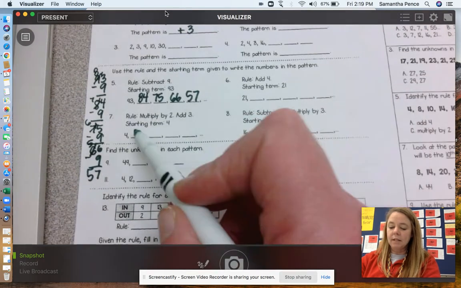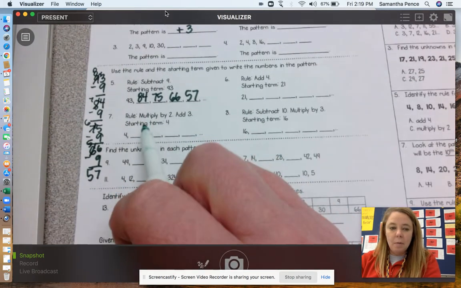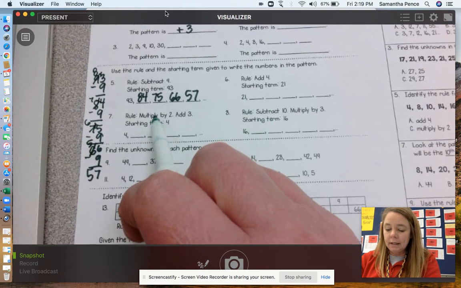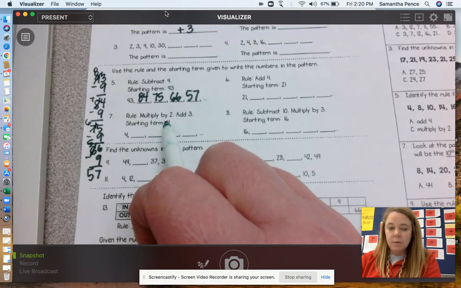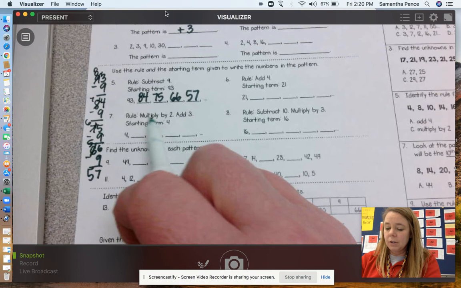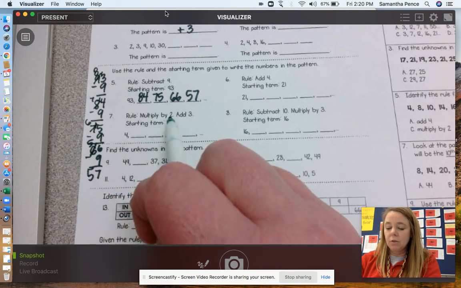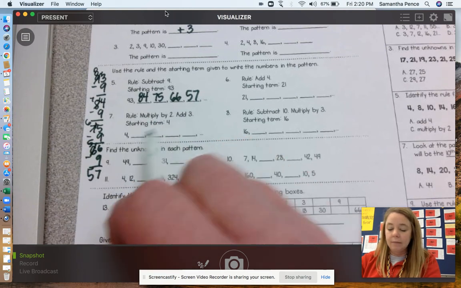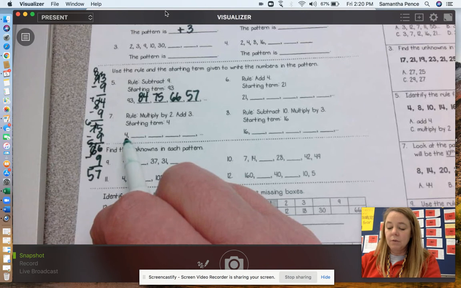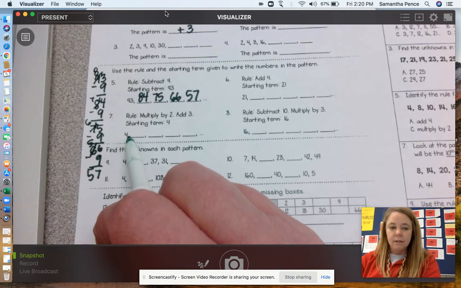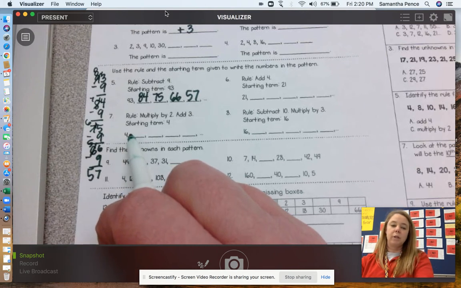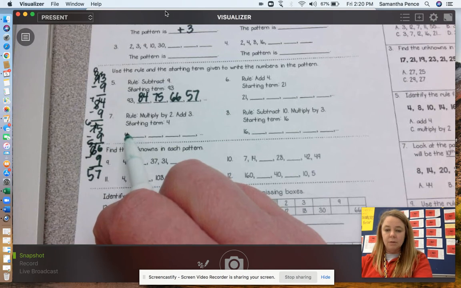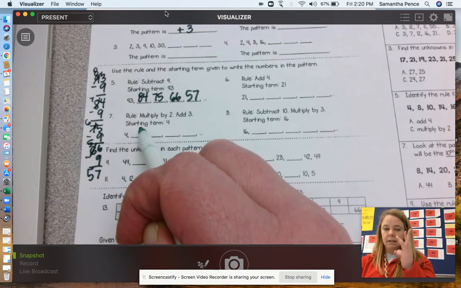We're going to skip down to number 7 because this time our pattern doesn't have one thing that we're going to do to the number, but it has 2. So the first thing we're going to do is multiply by 2, and then we're going to add 3. Okay, so I have the number 4. That's what we're starting with. First, we're going to multiply by 2. So 4 times 2 is 8, and then we're going to add 3. So 8, 9, 10, 11.